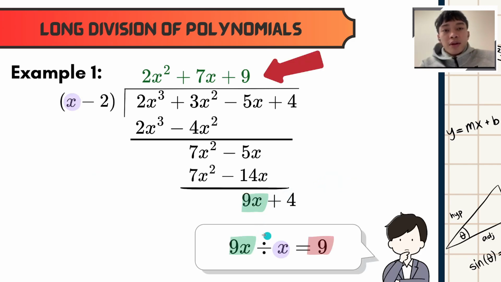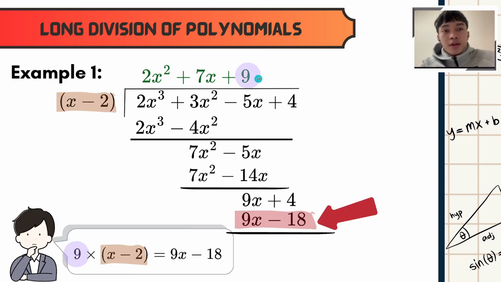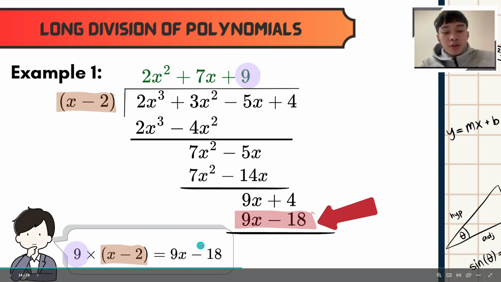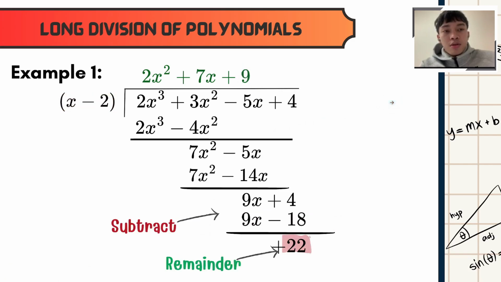Then we're going to do it all over again for the last time. So 9x divided by x is equal to 9. And then multiply it back. 9 multiplied by x is 9x, and the other one is 9 multiplied by negative 2, which is equal to negative 18. We can't bring anything down anymore because that's the last term. So our remainder is going to be 22.